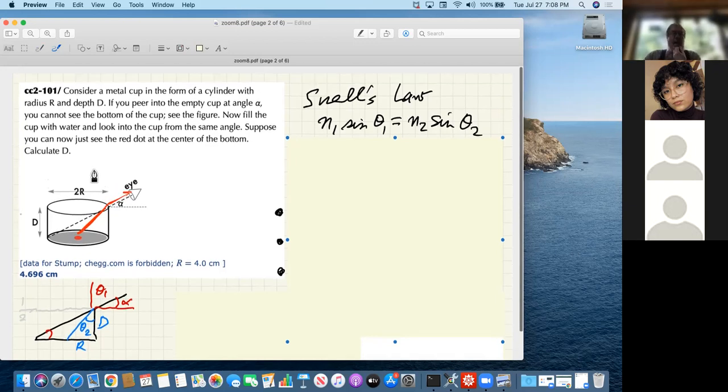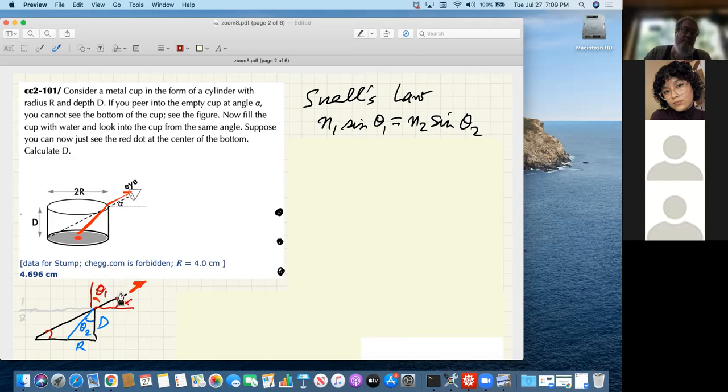Now these angles, theta 1 and theta 2, are angles of the ray of light with respect to the normal direction of the surface. The surface is here because we fill up the cup all the way to the top. So that's the surface where there's the discontinuity of index of refraction going from n2 to n1. So theta 1 will be this angle. It's the angle between the ray of light, or the direction of the light, relative to the normal direction. The normal direction is perpendicular. So this would be the angle theta 1. Now the angle you're given is alpha. So theta 1 is 90 degrees minus alpha.